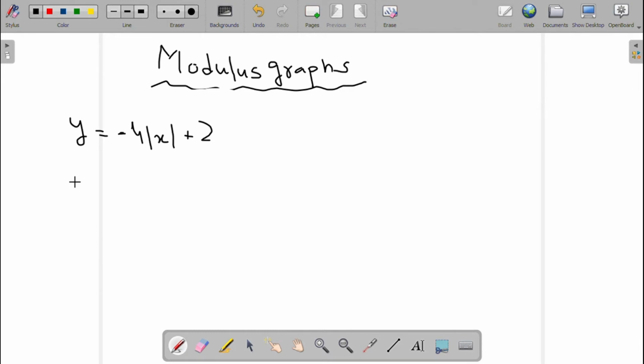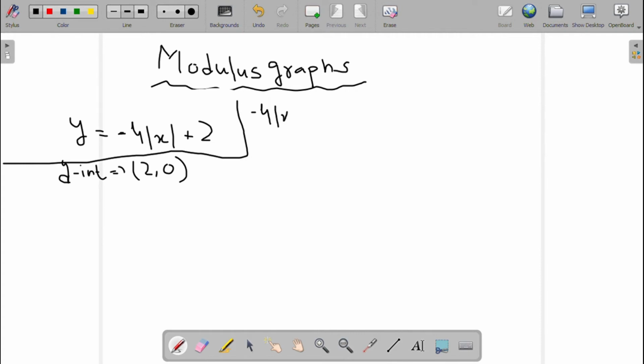Okay, so now we will find both intercepts. First we'll find the y-intercept. Put x equals 0. So the y-intercept point will be (0, 2). Now finding the x-intercept, put y equals 0. So minus 4 mod of x plus 2 equals 0.